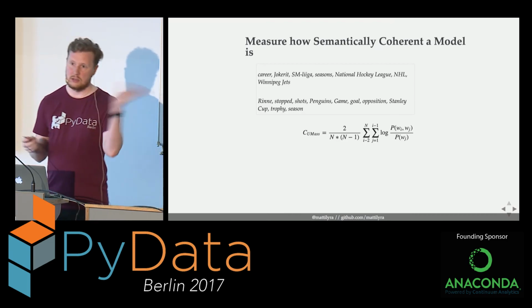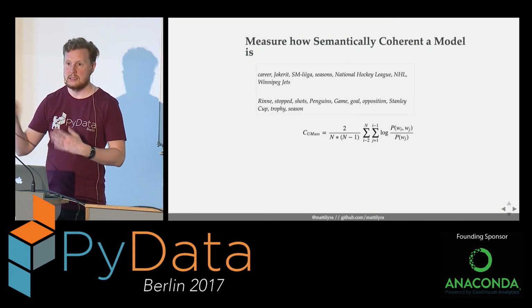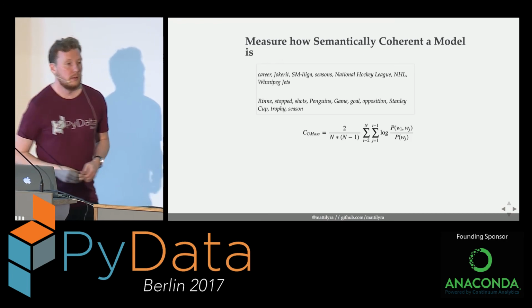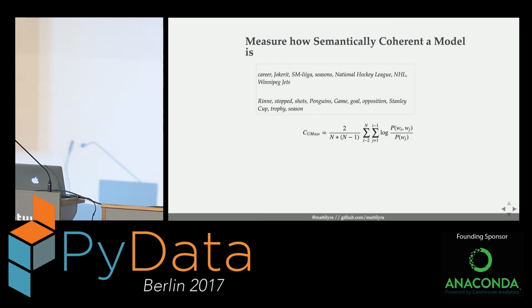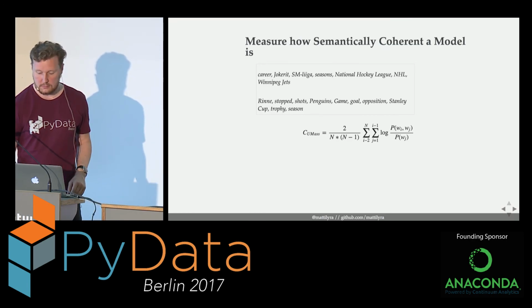So now we can take those words that we defined, and then we can go and look at some reference corpus and measure probabilities, and then use this measure, and there you go. Sorry? This is iterating over words. Or word, well, sorry, I'll get to that in just a moment.